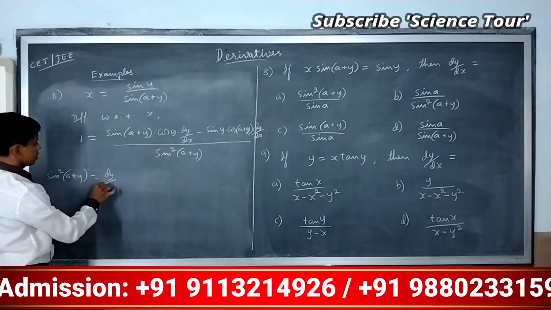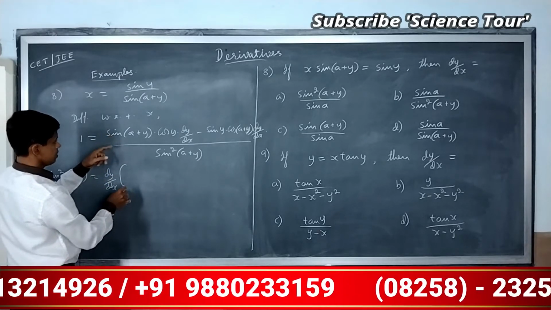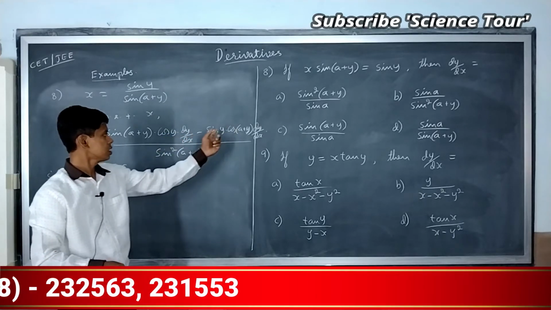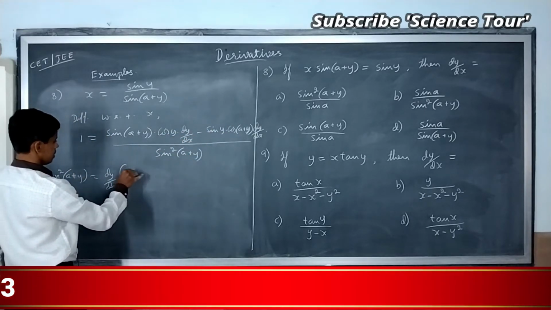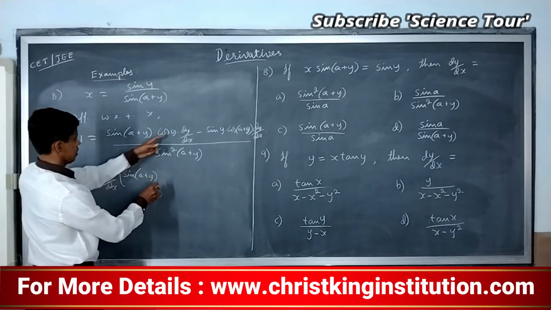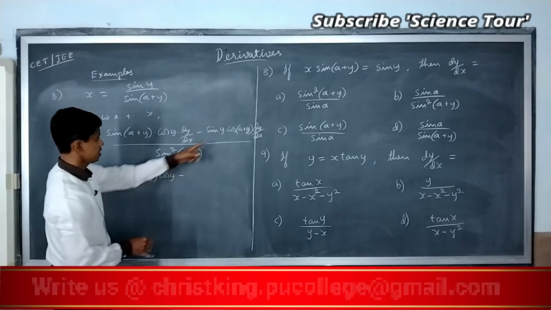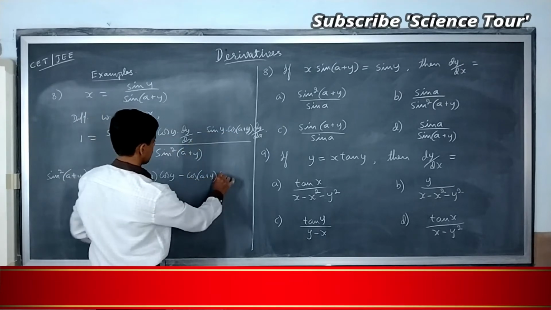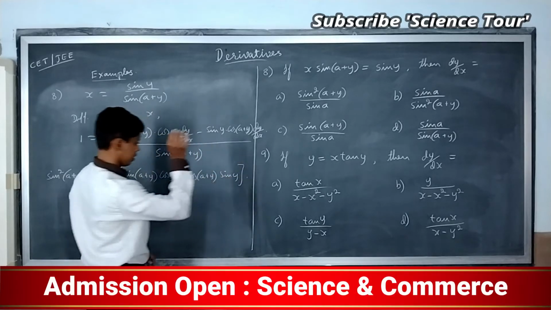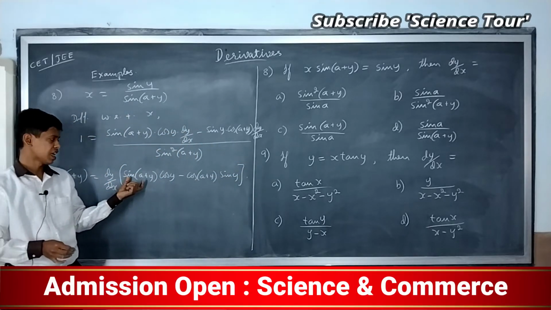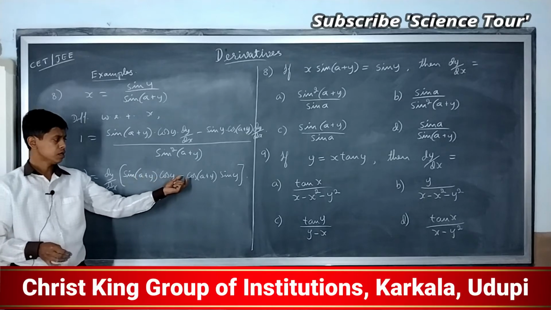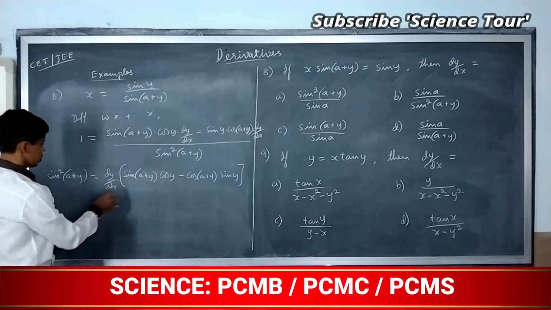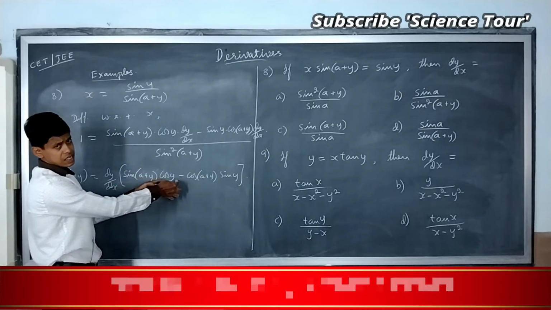dy by dx common, right? And then this is sin a cos b minus cos a sin b. So look at this. This is sin a plus y into cos y minus, I'll write cos a plus y first and then sin y. Right. Now what formula can you use here? Sin a cos b minus cos a sin b, right? So that is sin a minus b. So in place of a you have got a plus y, b is y.